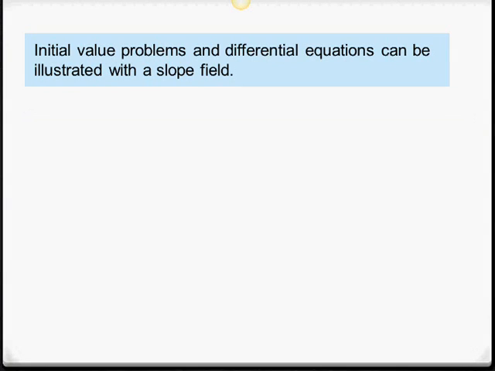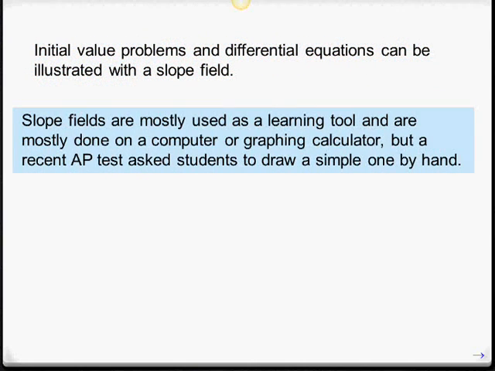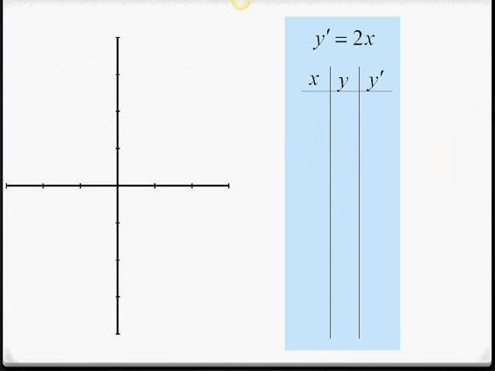Slope fields. This is the last thing we're going to talk about in this section. Slope fields are basically just used as a tool, and they're usually done on computers and graphing calculators, but a recent AP test has asked students to draw a simple one by hand. It's really not too difficult. All it means is they give you the derivative, y prime is equal to 2x. And we're just going to pick certain points along this coordinate plane.